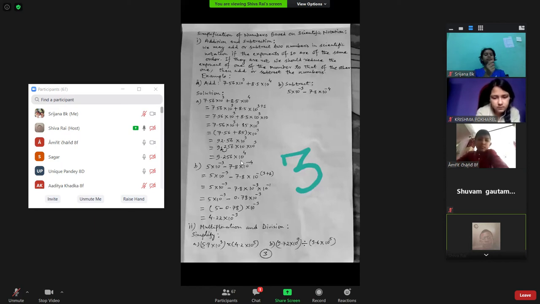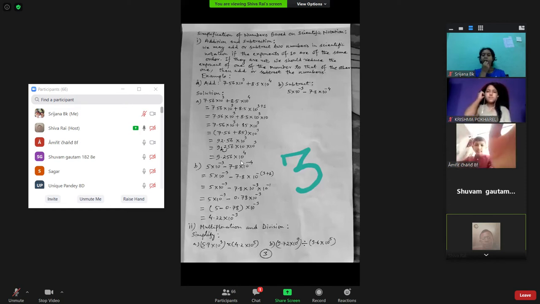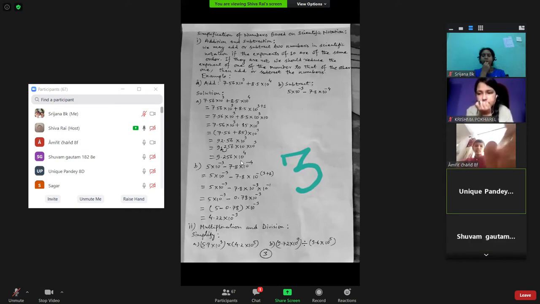In the bracket, you look, 7.56 plus 85 into 10 cube. Up to that step, do you have any problem? No, sir. Now you add 7.56 plus 85, that is 92.56. Yes, sir. Up to that step also no problem. Now after this you look here. 92.56 is more than 10. It means 92 is more than 10. Do you agree? Yes, sir.